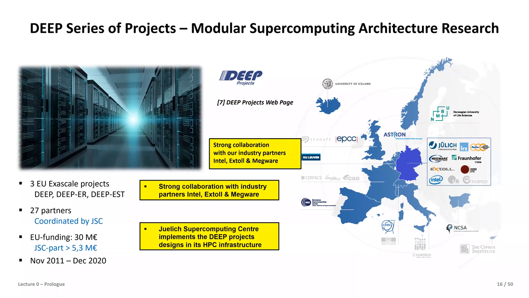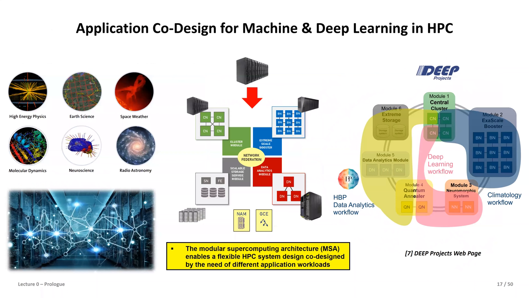Just a little bit about the DEEP project, also because we use their resources, and the University of Iceland and Jülich are both partners in this project. It's creating systems towards exascale performance and really follows a modular supercomputing approach that we will look at in one of the later lectures as well. Modular in terms of different applications. We usually no longer have the situation that high performance clusters have a very homogeneous workload.